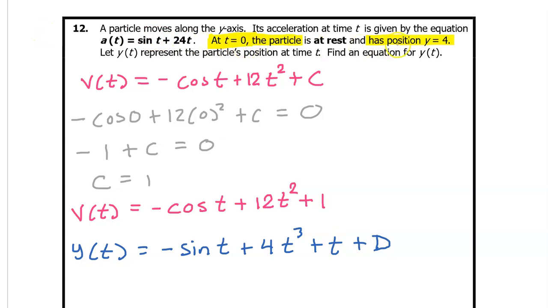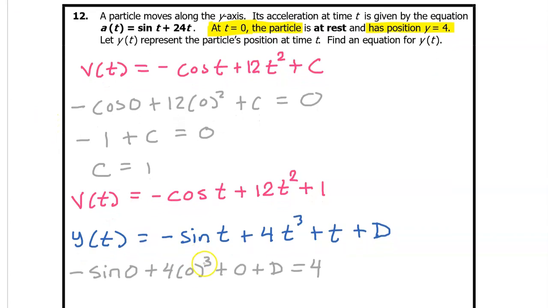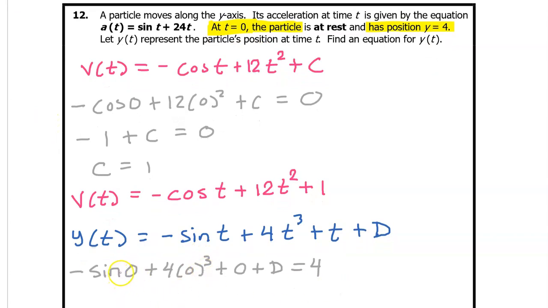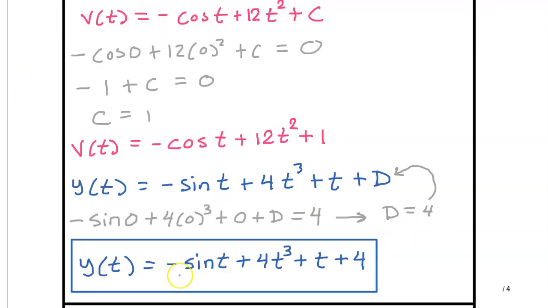We can use this initial condition to find the value of d. At t equals 0, the particle has position y equals 4. So if we plug in 0 for t, the answer should equal 4. So we have this, but the sine of 0 is 0, and 0 cubed and multiplied by 4, that's 0. We just straight up have a 0 right here. So all of this, the first three terms have a value of 0. So that just leaves us with d equals 4. Let's substitute that in right there. So this is the final answer for number 12.